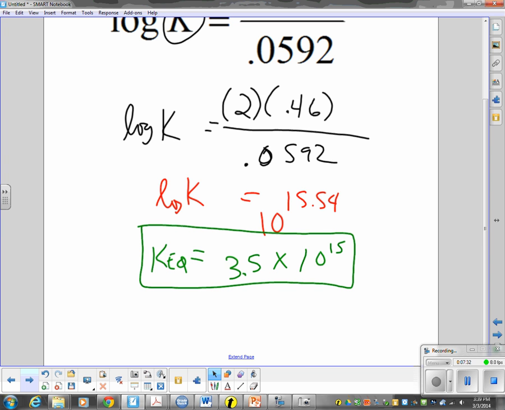All right? So this is the second key piece in electrochemistry.